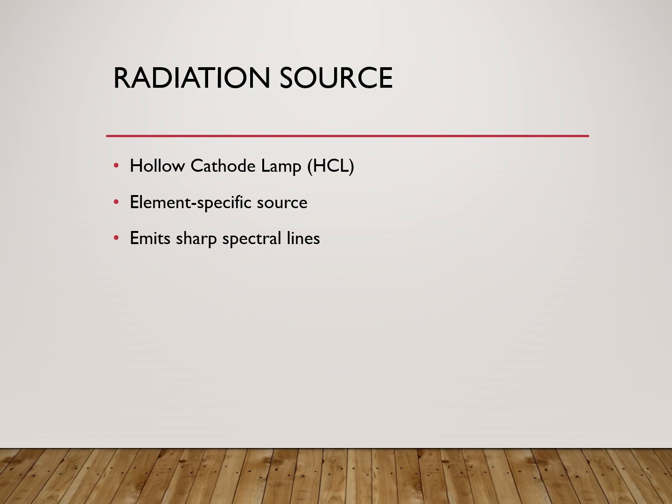The radiation source used in atomic absorption spectroscopy is typically a hollow cathode lamp. It is element specific and emits radiation corresponding to the absorption wavelength of the element being analyzed.